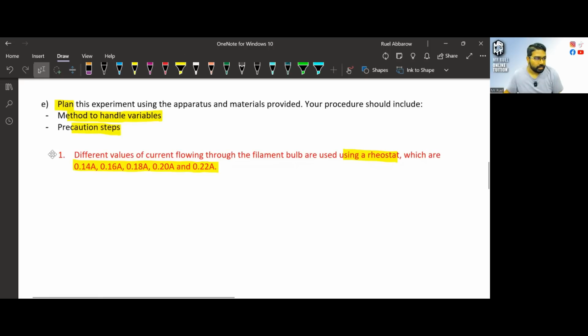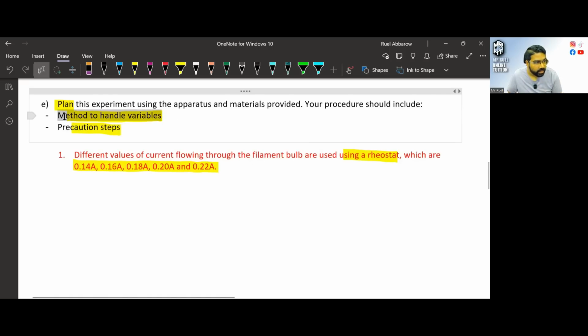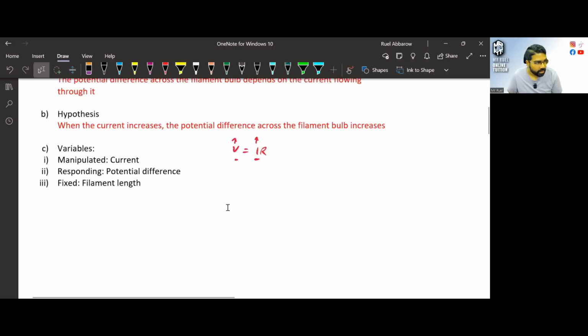Okay. Now, this is the first step. Like I said, when they ask you to write procedure, you don't need to write methodically from the beginning, like fix this, fix that, measure this. No need. Not for paper 3. So you just focus on the variables. Just focus on the method to handle variables. Okay. What's the second variable?